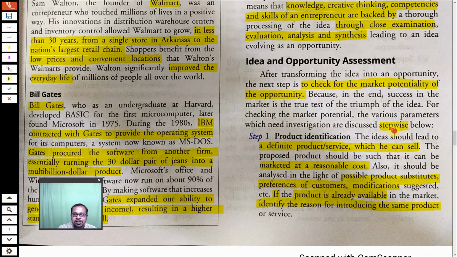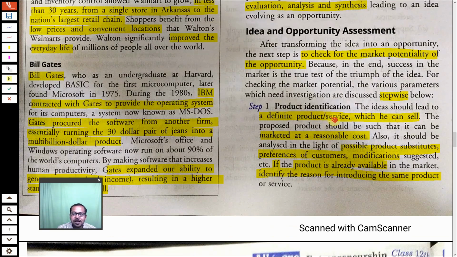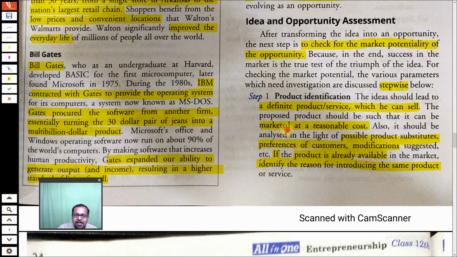So there are a few steps. The first step is product identification. First of all, we need to be clear as to ultimately what we are going to sell, whether it's a product or service or combination. Second thing, it should be marketed at a reasonable cost. Obviously, if cost is very high, then it is not feasible. It will not work. Then we need to think about possible product substitutes.